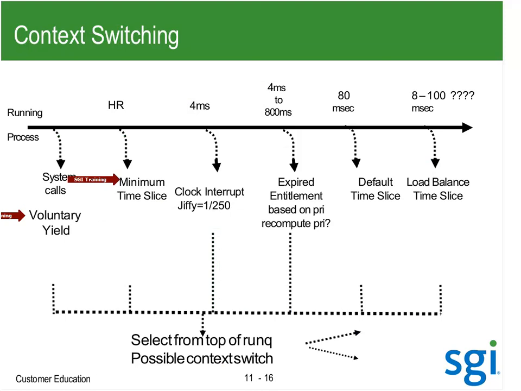Then we have a minimum time slice. And then we get a clock interrupt, which is a jiffy, 250 times a second, one every 4 milliseconds. Then we have a possible preemption when we've exceeded our entitlement. The default slice that everybody should be getting without any priority or nice changes would be an 80 millisecond time slice. And then lastly, every 8 to 100 milliseconds, we do a load balance.